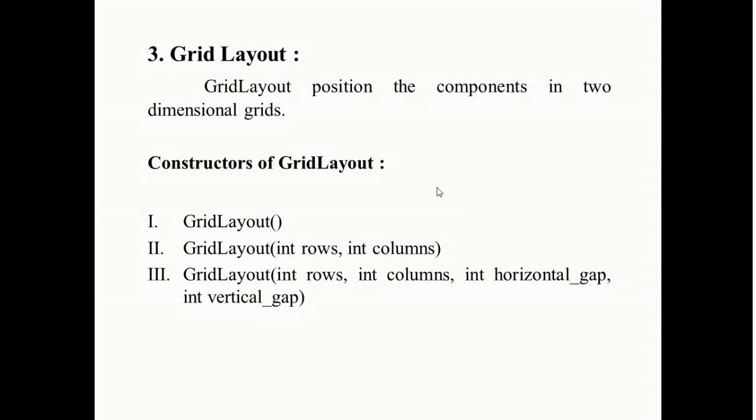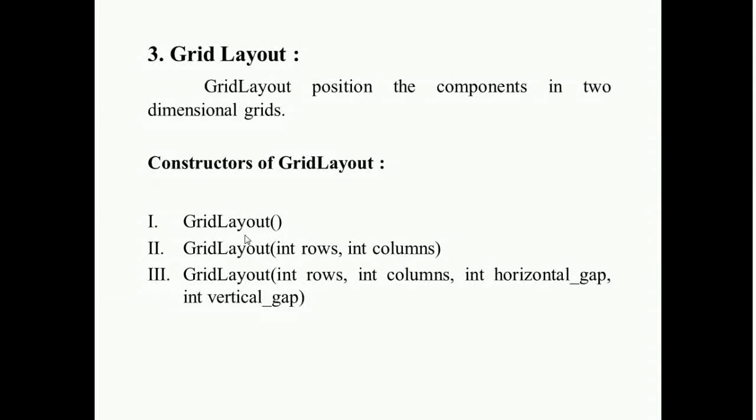Now see the constructors of the grid layout. These three are the constructors of the grid layout. The first constructor is GridLayout having no parameter. The second constructor is GridLayout having two parameters: first int rows and second int columns. And the third constructor has four parameters: first int rows, second int columns, third int horizontal gap, and fourth the int vertical gap.